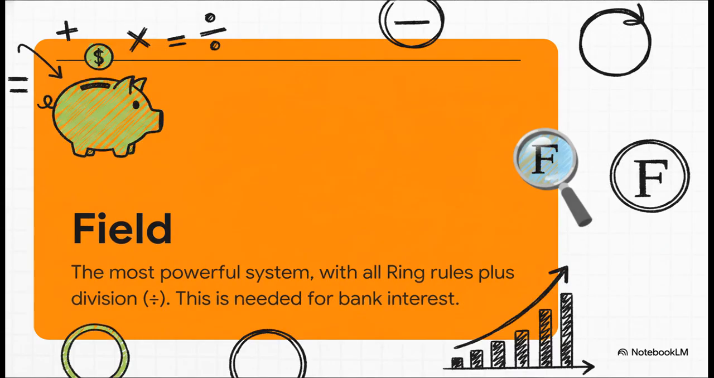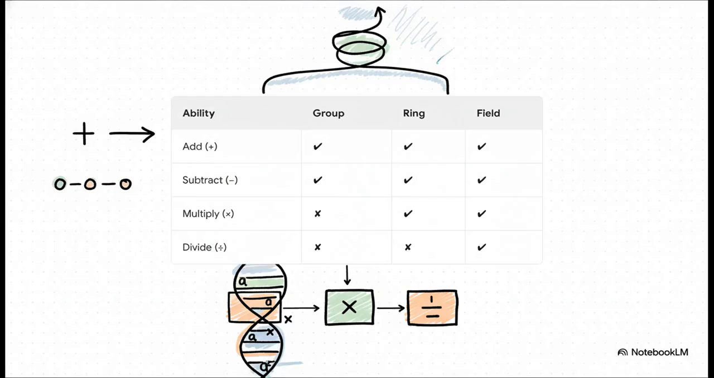And our final stop is the most powerful village of all. It's called a field. This place has the whole shebang. It's got addition, subtraction, multiplication, and it finally adds the last piece of the puzzle, division. With this complete toolkit, you can now tackle really complex problems, like the formulas a bank uses to calculate compound interest.